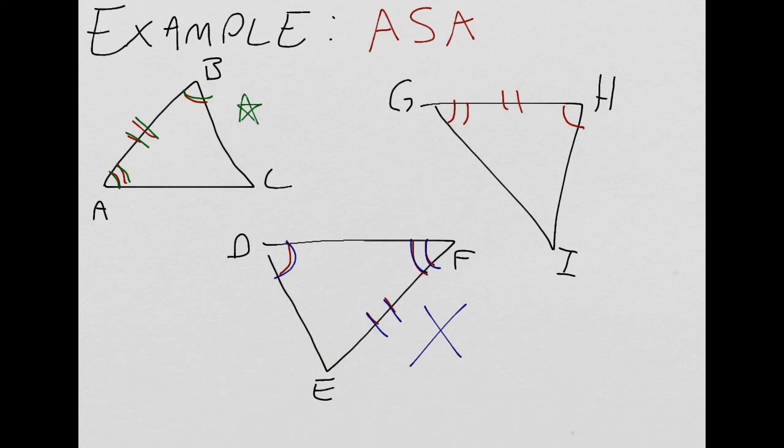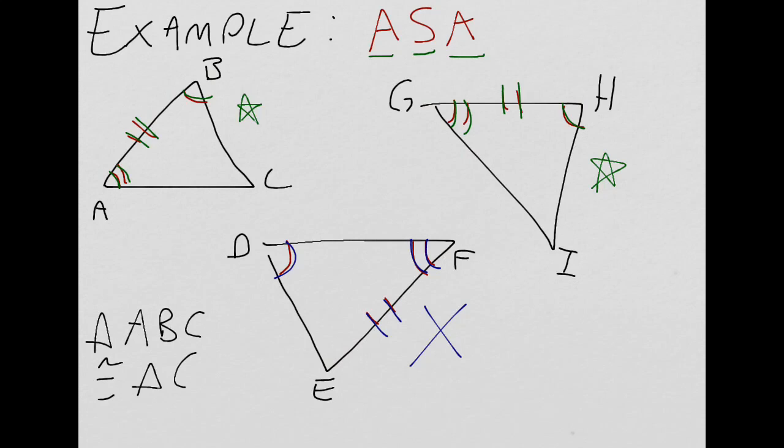Now let's take a look at triangle GHI. Again, I have angle H is congruent to angle B, and then I have segment HG, which is between my two angles, is congruent to segment AB, and then I have angle G here is congruent to angle A. So I have, again, the angle, the included side, and the angle, so this one is also a candidate. So I can say triangle ABC is congruent to triangle GHI by angle side angle.